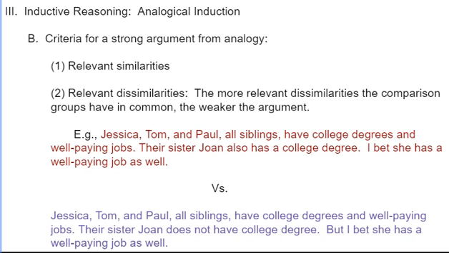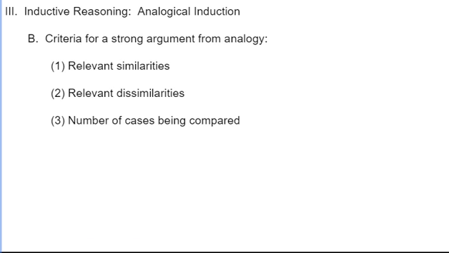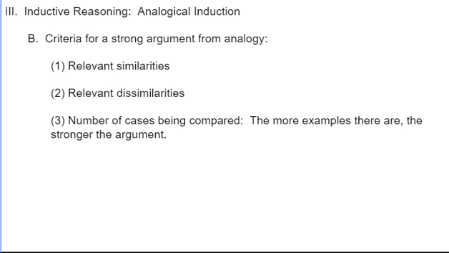Okay. And some things are irrelevant, right? For example, their hair color might make no difference to it at all. Maybe it does, but that could be an example of an irrelevant similarity. And then finally, how many cases are being compared? The more examples we have to look at, the stronger the argument is going to be.